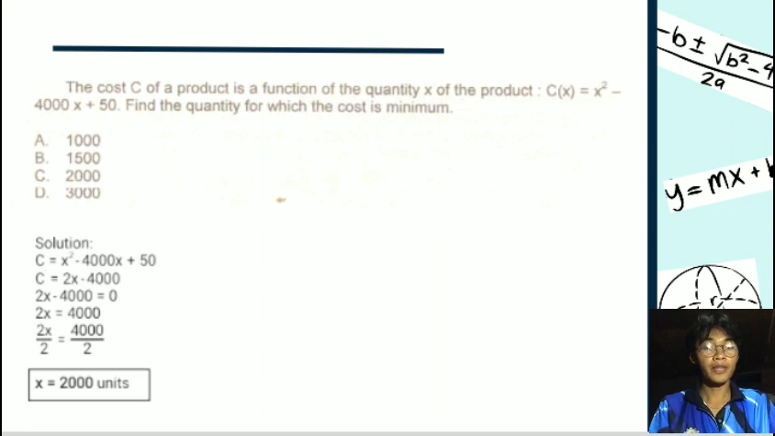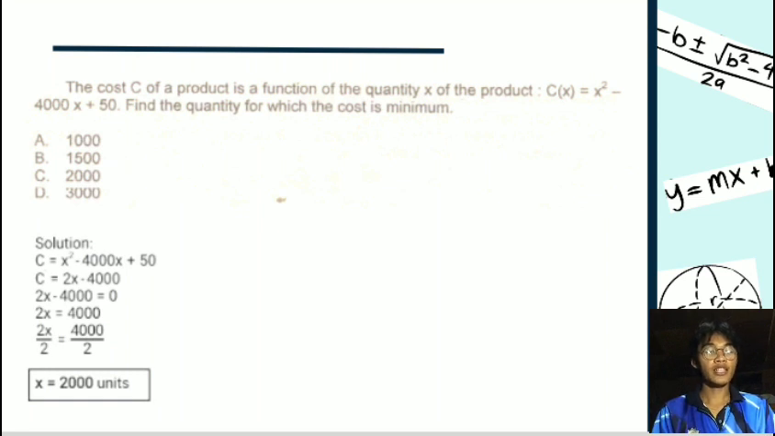Not all functions have maxima and minima, and their behavior depends on the specific function and its properties. For example, the cost C of a product is a function of the quantity x of the product. C of x is equal to x squared minus 4000x plus 50. Now we have to find the quantity for which the cost is minimum. So there are 4 choices. The first one is A, 1000, B, 1500, C is 2000, and D is 3000. To look for the answer, there is a solution.